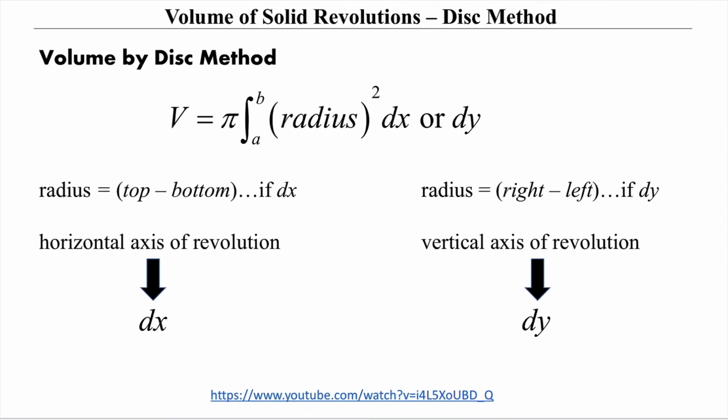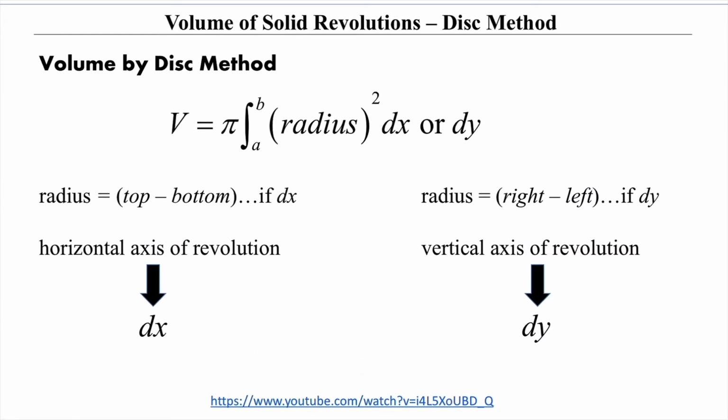Okay. So the important parts today of calculating. First of all, our formula here. This is the formula we're going to use. This is called the disk method. So we're going to use pi first. Pi is in the front. Then from a to b, wherever the bounds are, we have to find the radius.